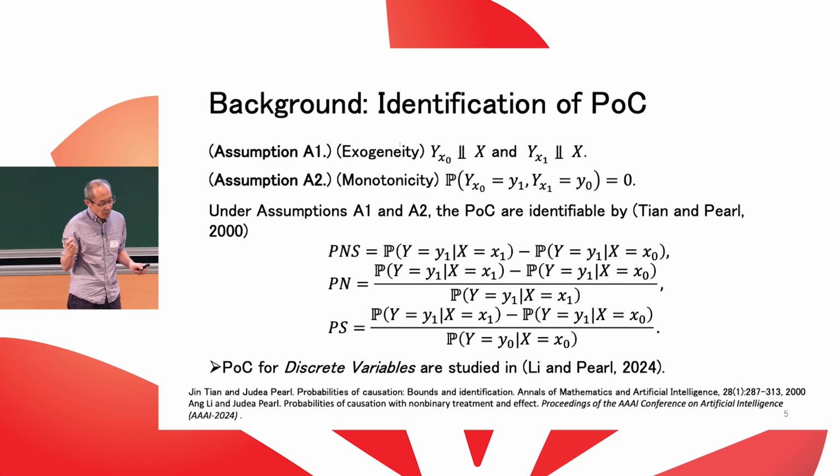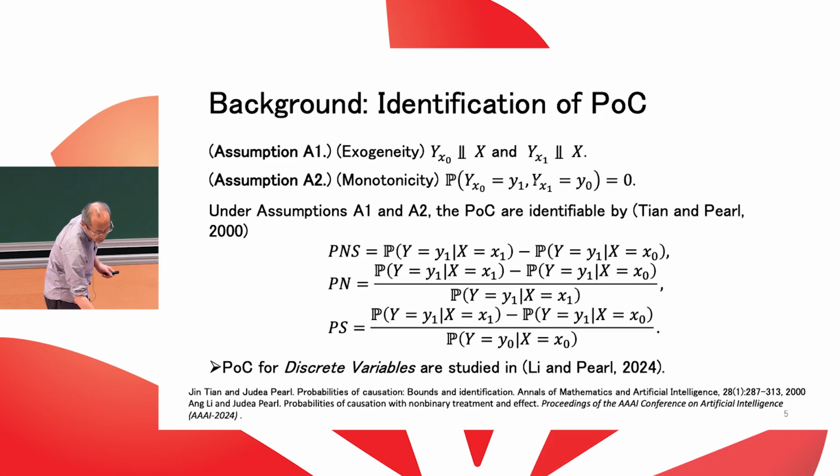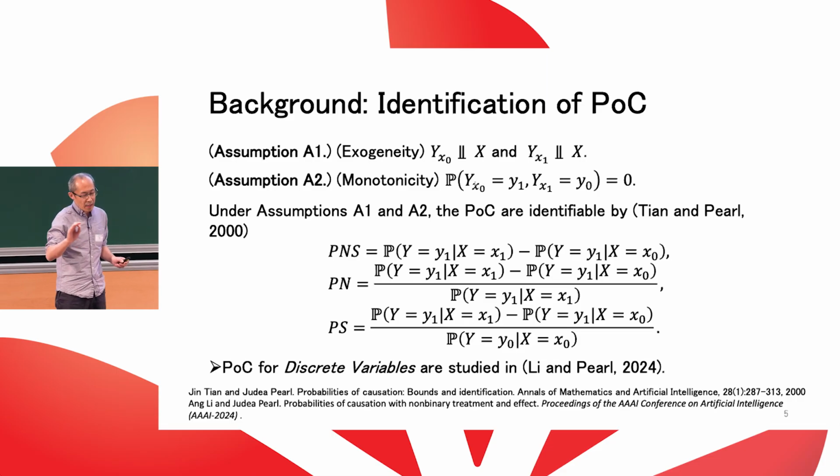The second kind of assumption researchers typically make is so-called monotonicity. In this binary case in particular, it essentially says if x is not true but y is true, then if x becomes true, then y becomes false. This probability would be 0. So x monotonically influences y in some sense. That's the intuition.